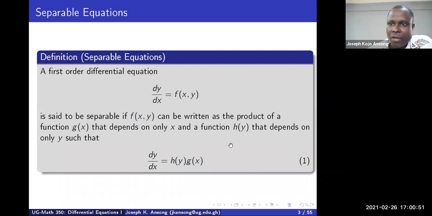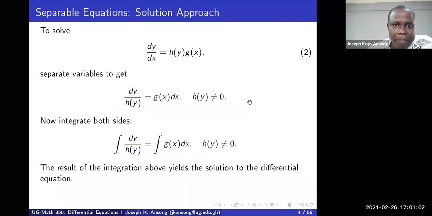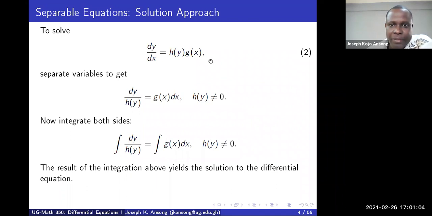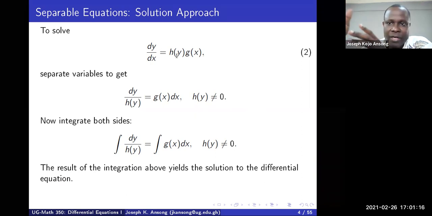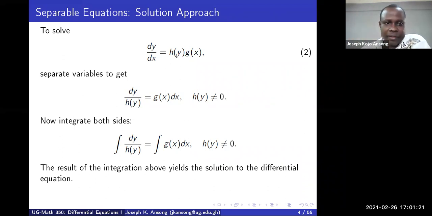You see a lot of these, so pay attention. Separable equations are quite common, so I'll do a series of examples on this. The reason we call them separable is that we can separate the variables: the y's on one side of the equation and the x's on the other side, one variable on one side and another variable on the other side.